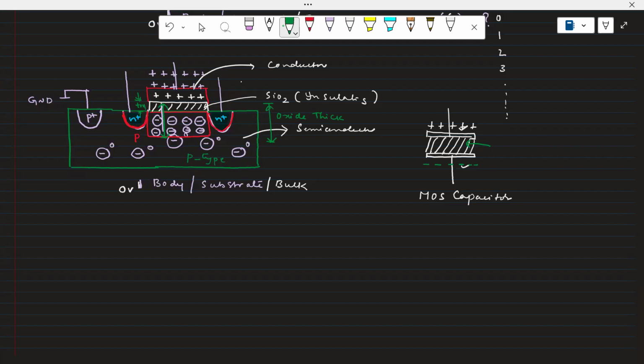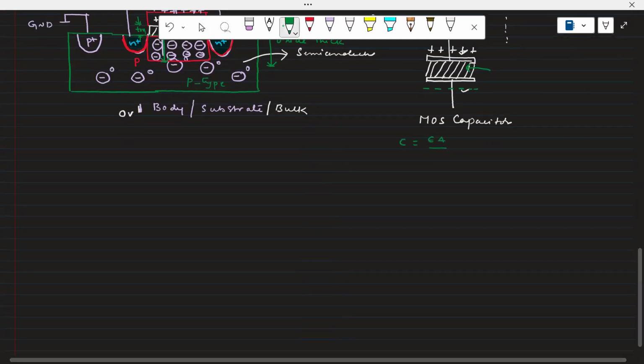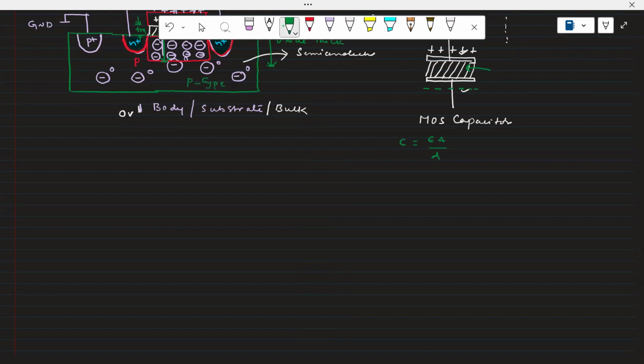Carefully think about it and tell me. In the last session also we have seen, if the distance between the two plates increases, what will happen? What is the capacitance? C is equal to epsilon A divided by D, where D is the distance between the two plates, A is the area of the plate, and epsilon is the permittivity of the medium. If the distance increases, the capacitance value will decrease.